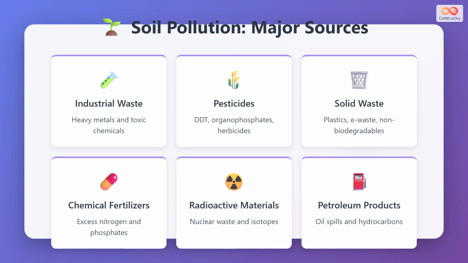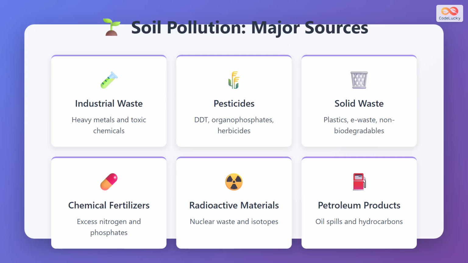Solid waste consisting of plastics, electronic waste, and non-biodegradable materials creates long-term contamination problems. Chemical fertilizers containing excess nitrogen and phosphates alter soil chemistry and can leach into groundwater. Radioactive materials from nuclear waste and isotopes pose severe health risks and remain hazardous for thousands of years.